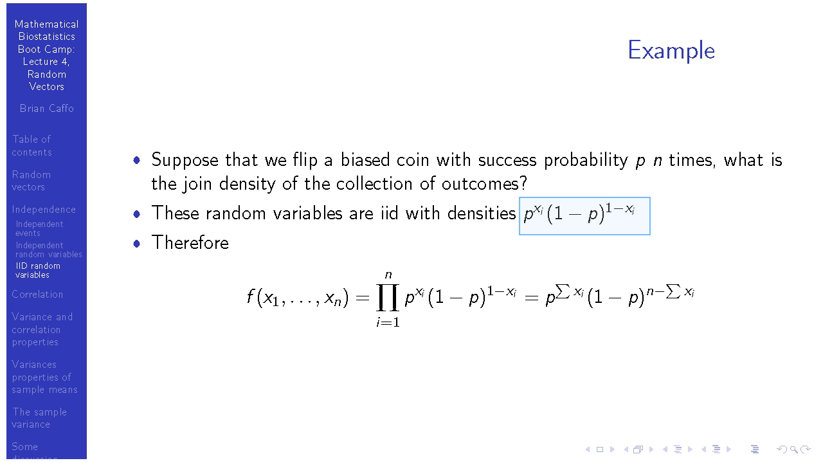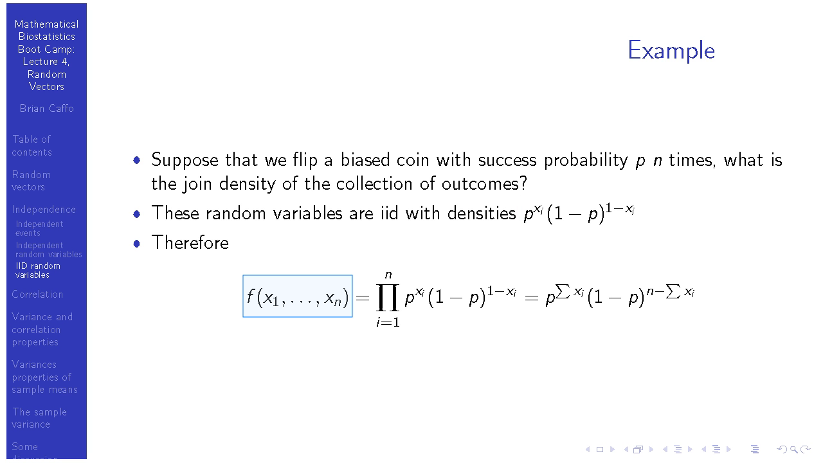So if you plug in x equals 1, you get the probability p of a head or of a 1. And if you plug in x equals 0, we get 1 minus p for the probability of a tail or a 0. So this density is a nice way to represent it. And you'll see why we represent it specifically this way in the next line.